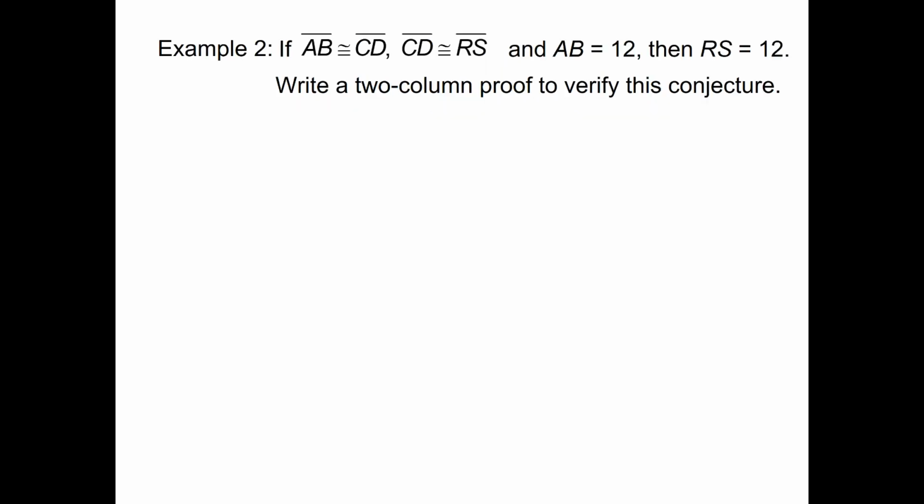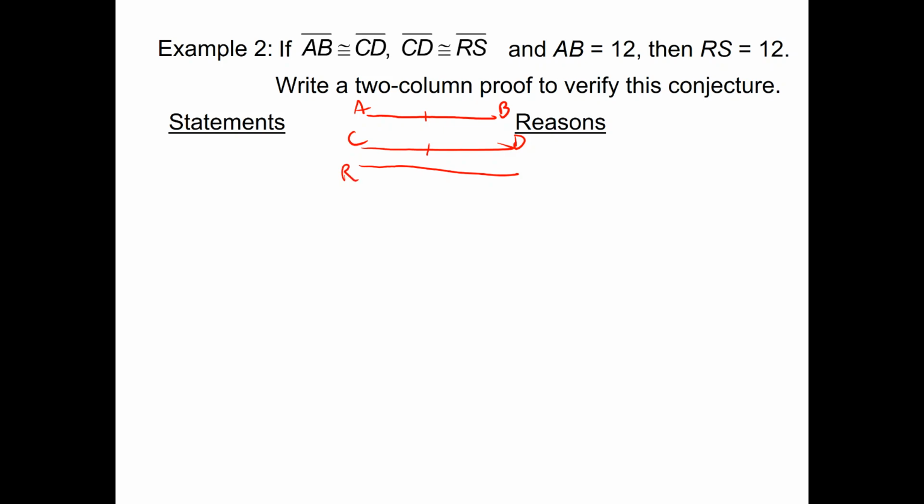Now, first off, if AB is congruent to CD and CD is congruent to RS and AB equals 12, then prove that RS equals 12. Well, a picture is always worth 1,000 words on these. I'm going to go ahead and draw in A, B, and C, D. Now, I know that AB is congruent to CD, and I know that also CD is congruent to RS.